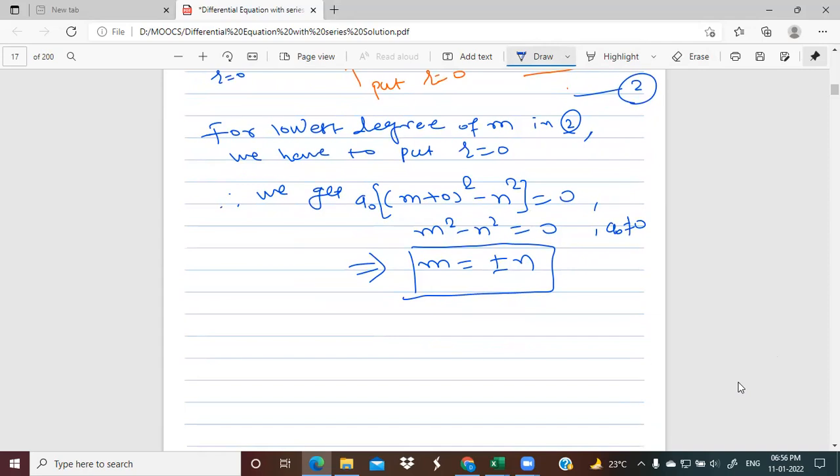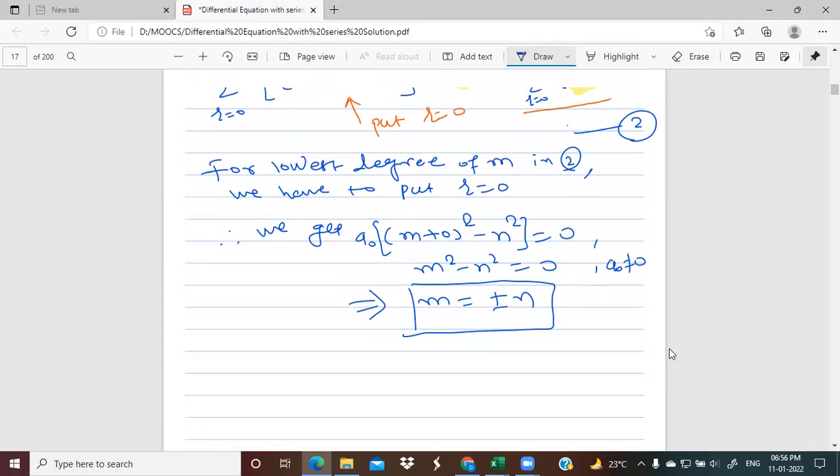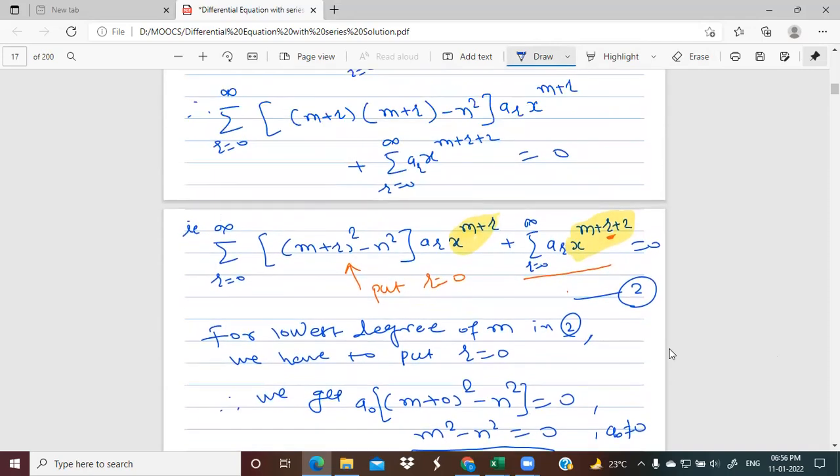Again, I will equate the next term. Here, the next term, M x raised to power M, by putting R equal to 0, we are getting M. Now I'll put R is equal to 1. Then we'll get the next lowest term.